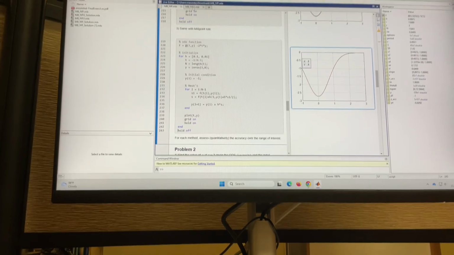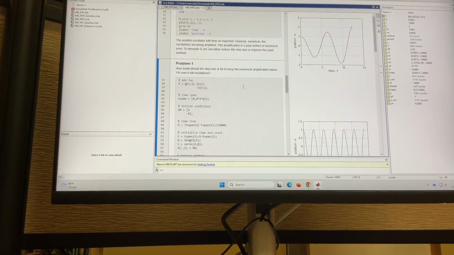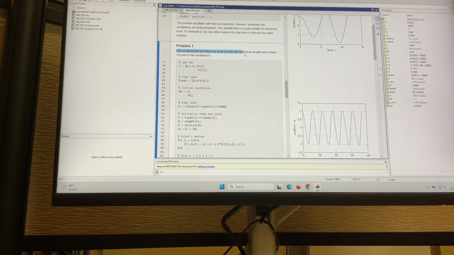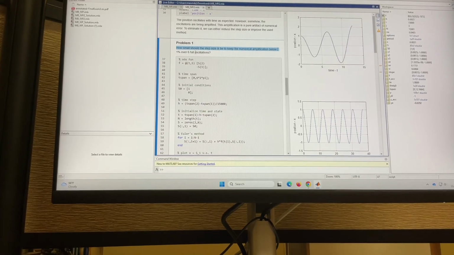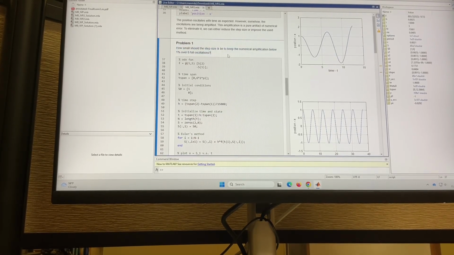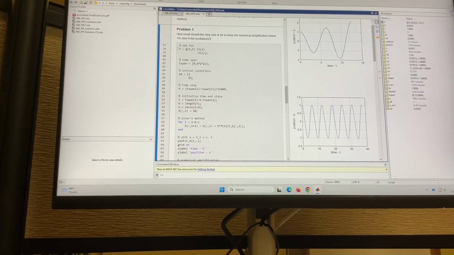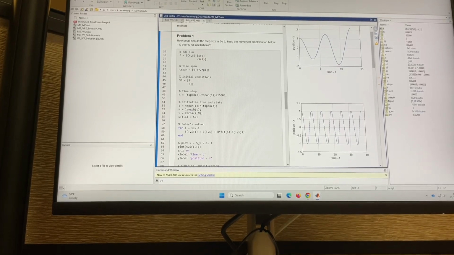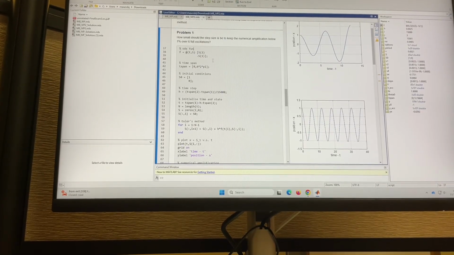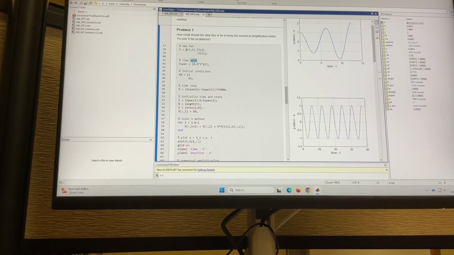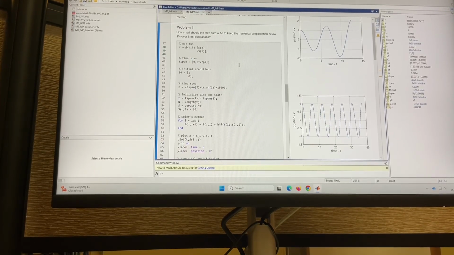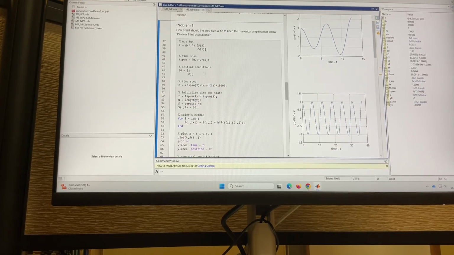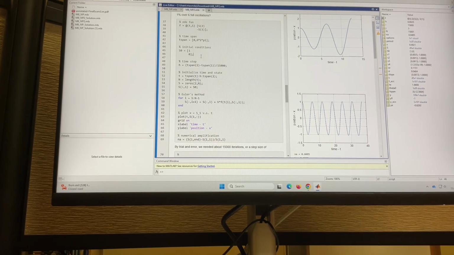And then on our M8 IV2, in this one it says on problem 1, how small should the step size h be to keep the numerical amplification below 1% over 6 full oscillations? To do this, we're going to find our ODE function, similar to what we did before, but we don't really have an equation, so we're going to do S2, negative S1. Then we need to find our time span. So tspan equals 0, comma, 6 times 2 times pi. And we need to find our initial condition, same thing as we did before.